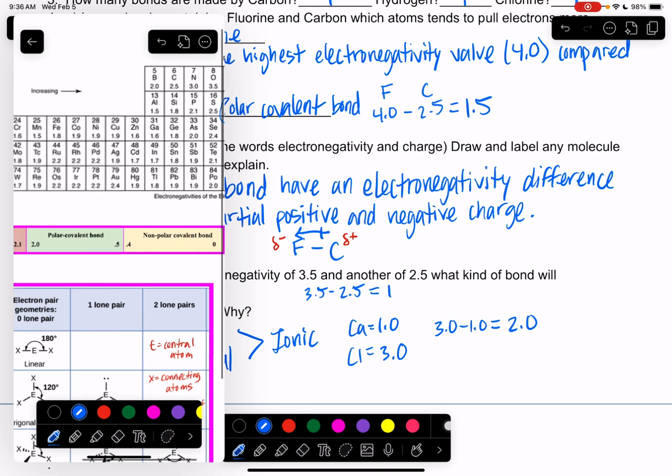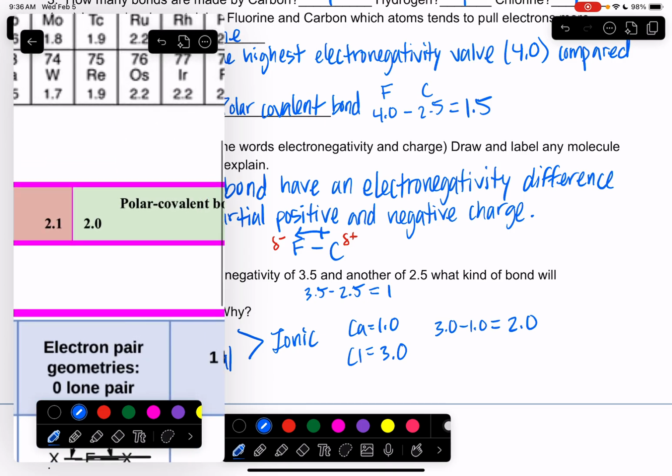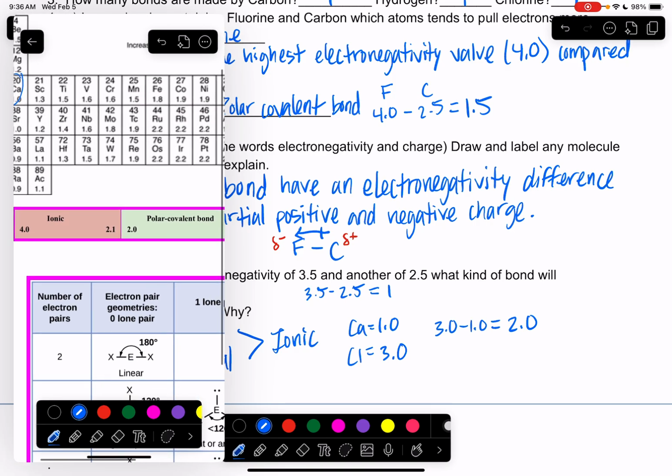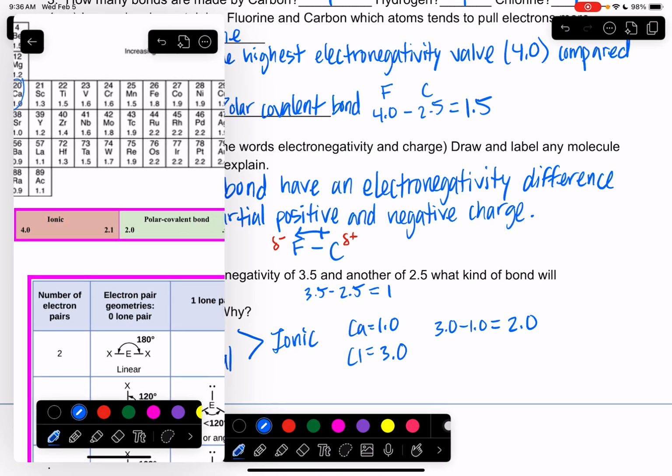And if we look at this chart, that falls right at the border, like here. So in this case, because it's right at the border, but we know we have a metal and a non-metal, we're still going to call it ionic. If it was at this border and we had two nonmetals, then we would say it's covalent. But since we know we have a metal and a nonmetal, given the difference of 2.0 being right at the border, we're still going to go with ionic.